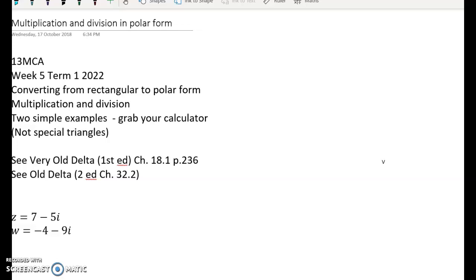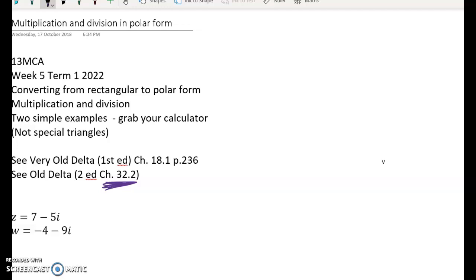So next video we'll do one where we're using the special triangles, which I know all of you love so much. So this goes with the really old Delta book, chapter 18.1. But the old Delta book that, if you're watching this from another class, you'll have is probably chapter 32.2. So that's the second edition with the pink cover.